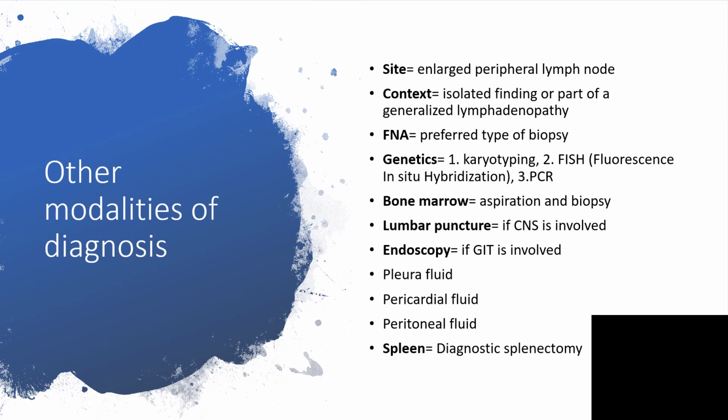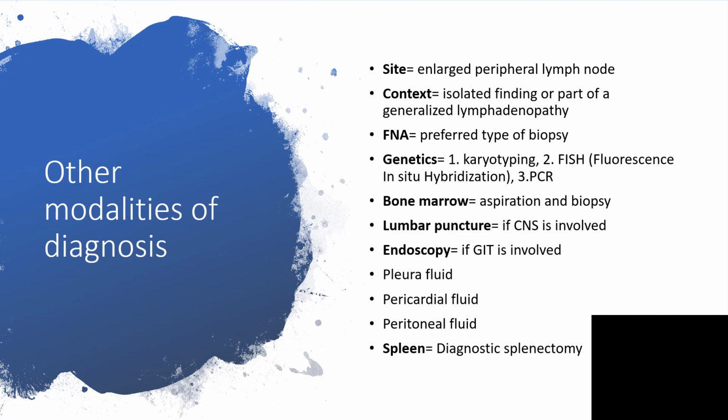The site of the lymph node: you're going to check if this is an enlarged peripheral lymph node. It might not be peripheral, it might be mediastinal, okay, and context. Is this an isolated finding or part of a generalized lymphadenopathy? However, fine needle aspiration cytology will be the preferred type of biopsy.